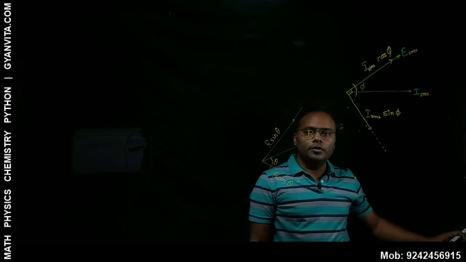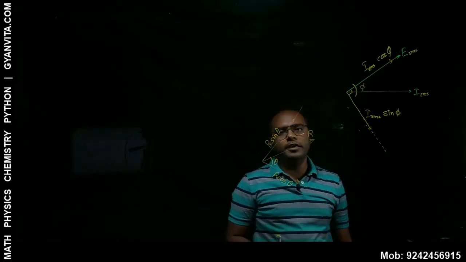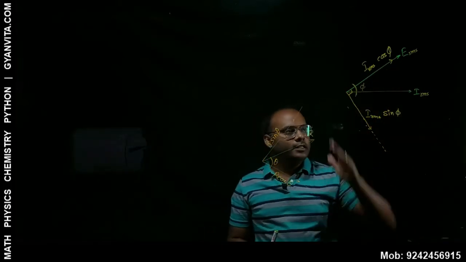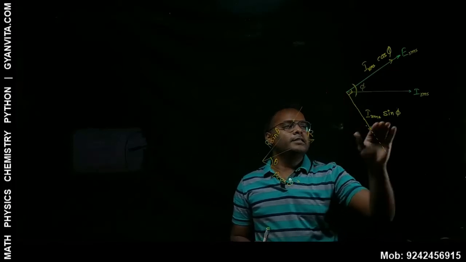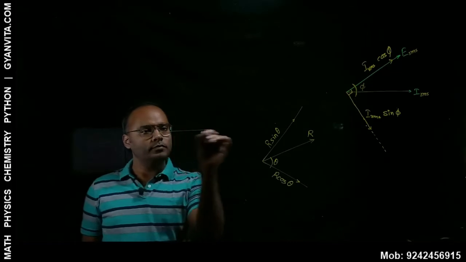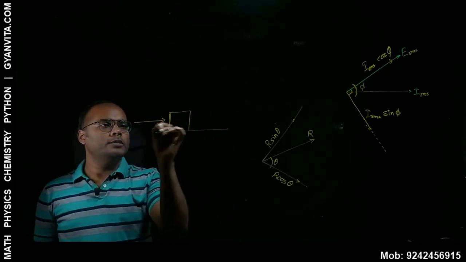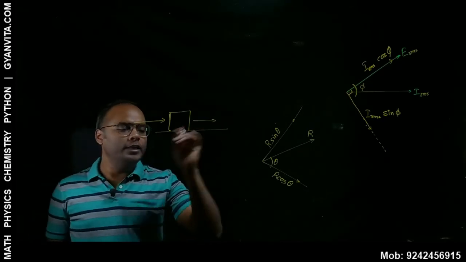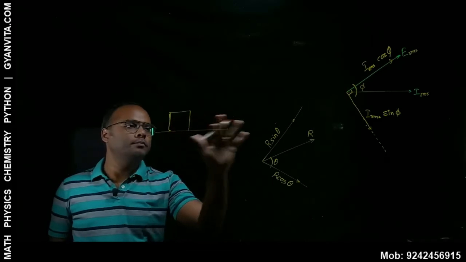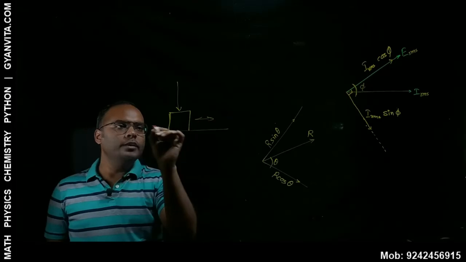Now, what is the purpose behind doing all this? Here we see the component IRMS cos phi is along ERMS. This component, IRMS sin phi, is perpendicular to E. It's like this: if there is an object lying here and I apply a force in this direction, it will move, with maximum displacement in this case, right? But if I apply a force in this direction, there won't be any movement.